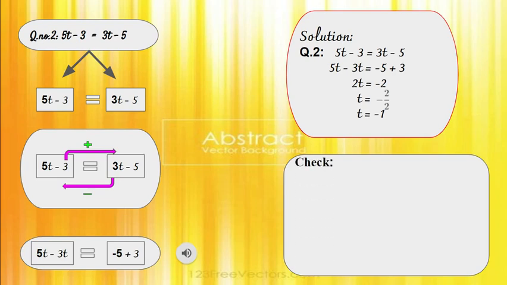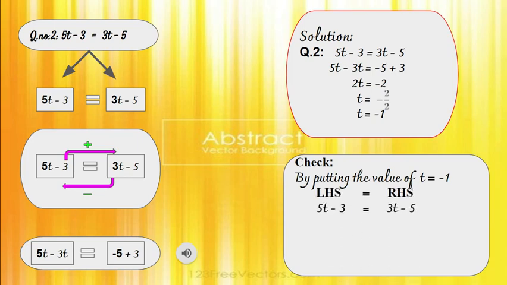Now we can check our answer. What value we have to put? Here we have to put t is equal to minus 1. So on the left side 5t minus 3 is there. On the right side 3t minus 5. So 5 into minus 1 minus 5, then minus 3. Both are negative integers, so add them together and put a minus sign. So 5 plus 3, 8. Sign is minus. So on the left side we got minus 8.